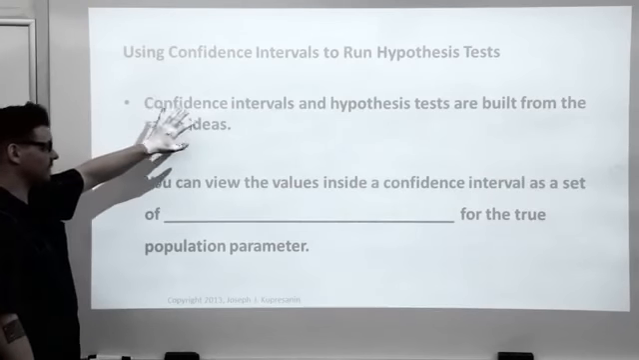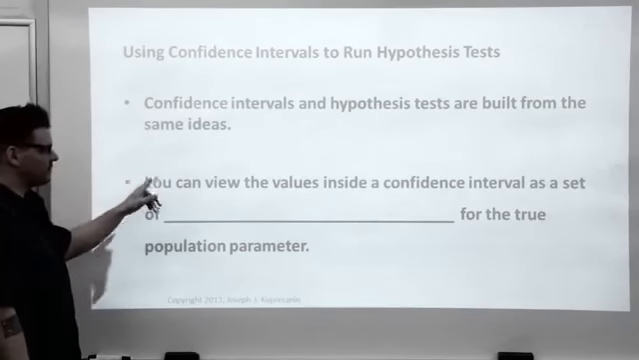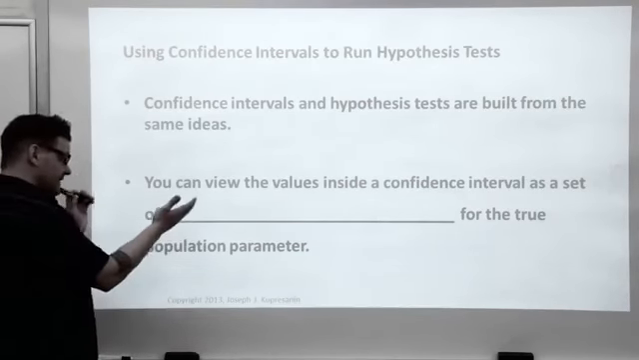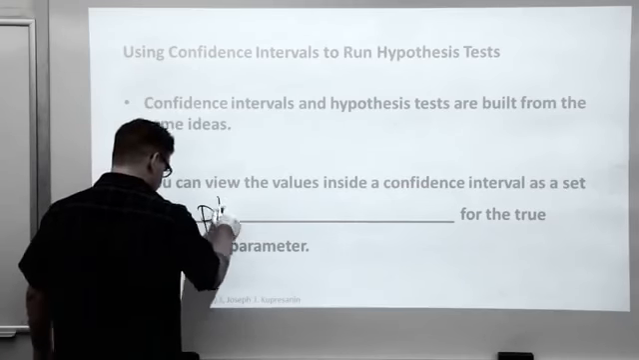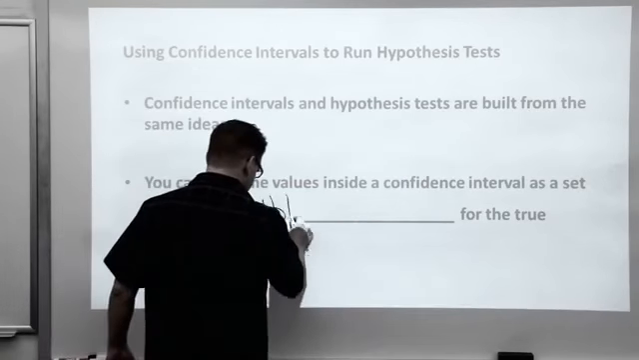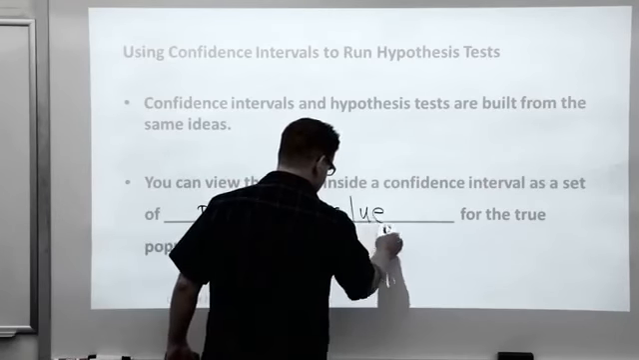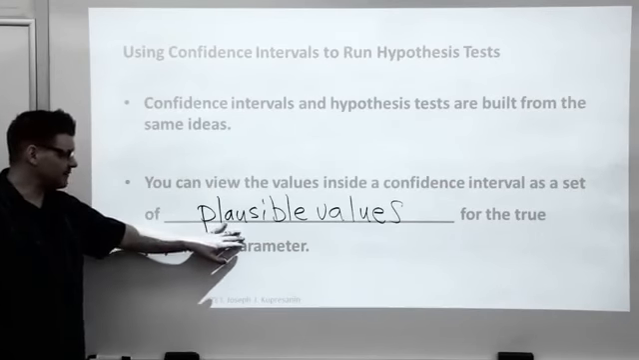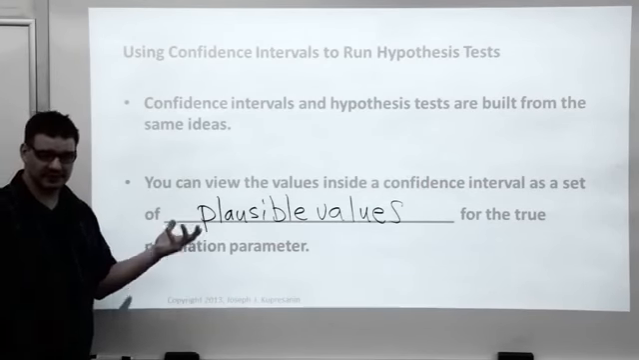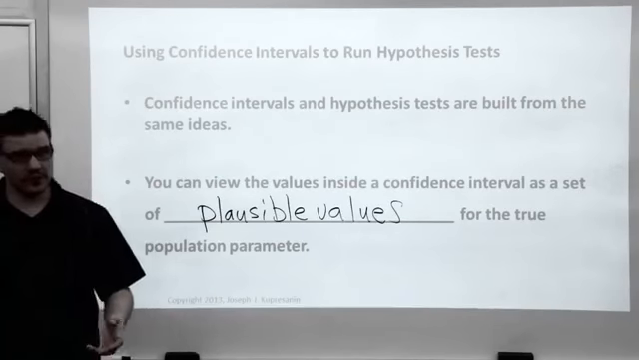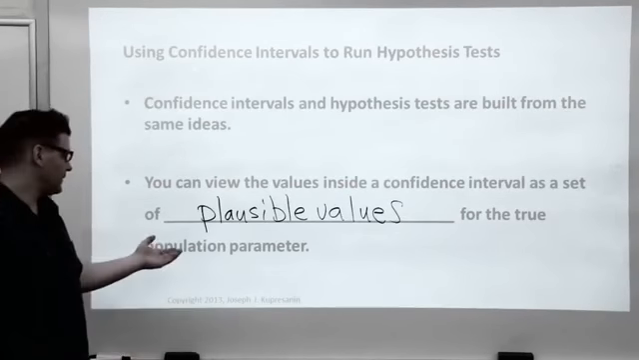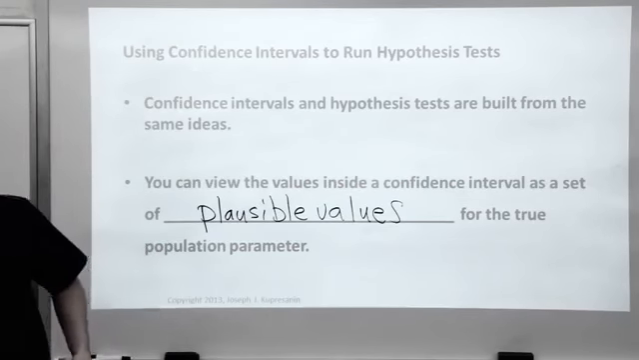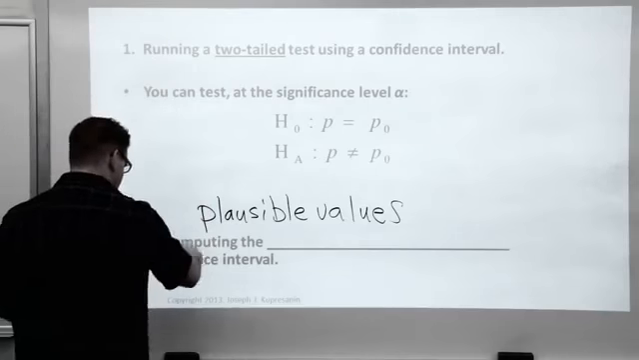And so this video is about those confidence intervals. You can view the values when you make a confidence interval, the lower boundary up to the upper boundary. This is a set of plausible values. So you can view the values inside a confidence interval as a set of plausible values for the true population parameter. In this unit, we're looking at proportions. So you can view it as a set of plausible values for the population proportion. Using that idea. Now, be careful.